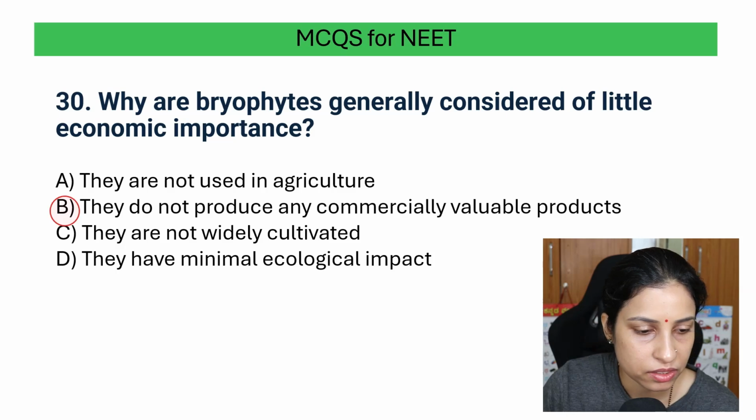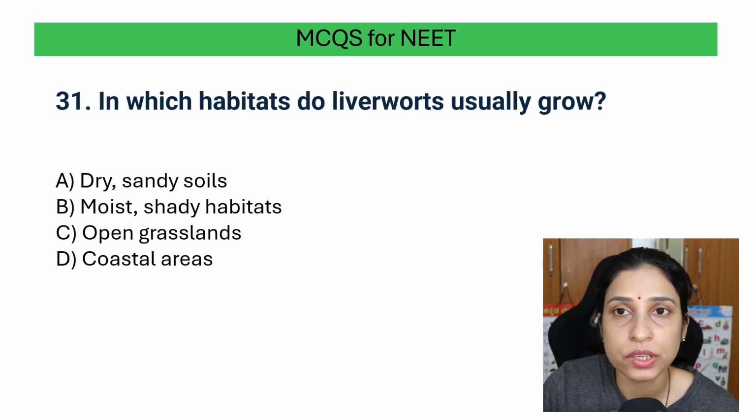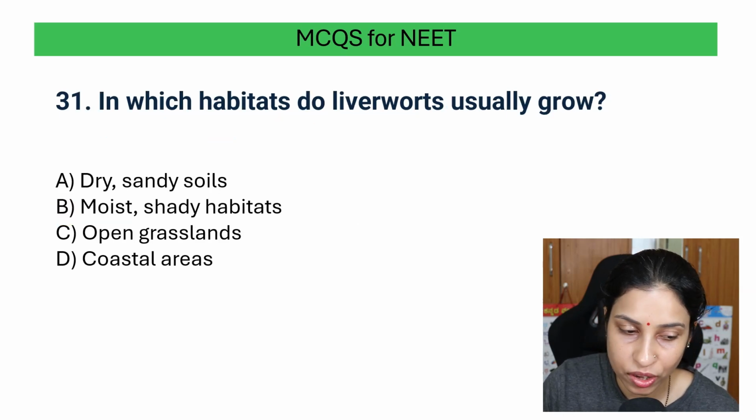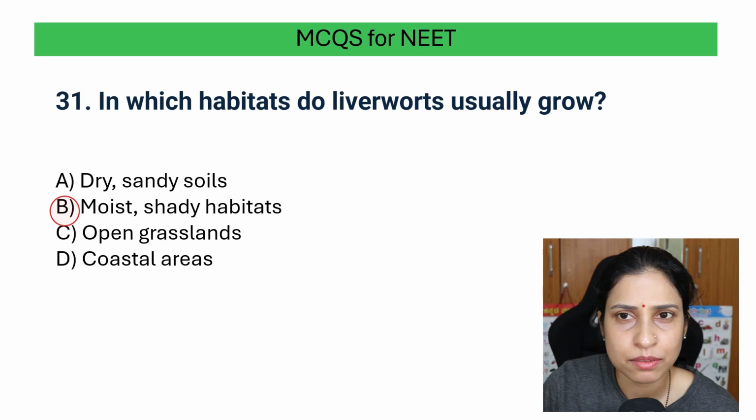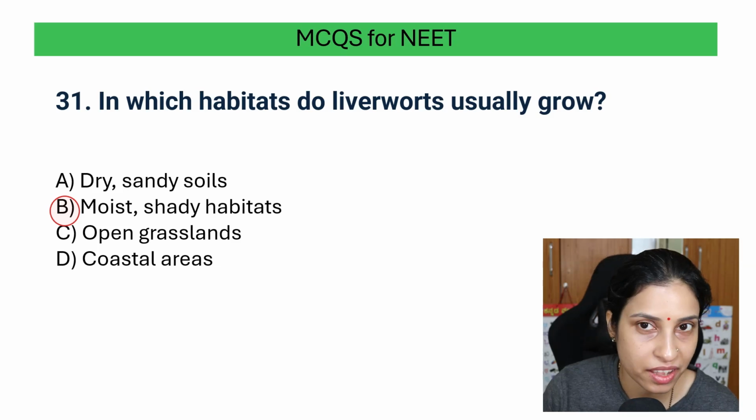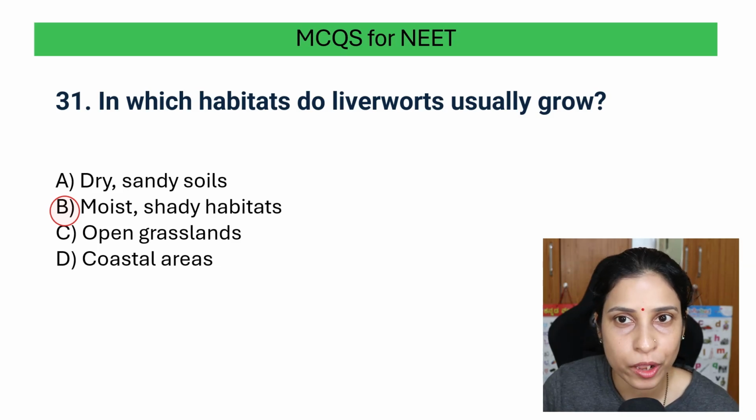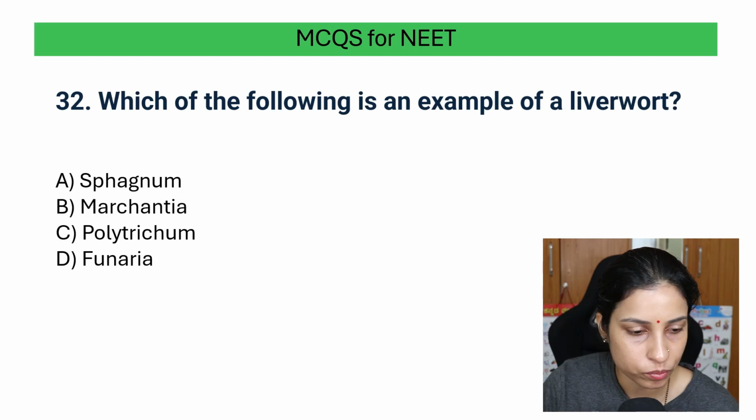Okay. Next, in which habitat do liverworts usually grow? Dry, sandy soil, moist, shady habitat, open grassland, or coastal area. What is the answer? The answer is moist, shady habitat. Liverworts and mosses are both bryophytes, right? If they ask in which habitat mosses usually grow, the answer should be the same. Moist, shady habitat is required for the growth of bryophytes, right?